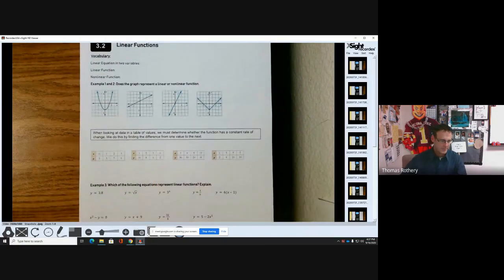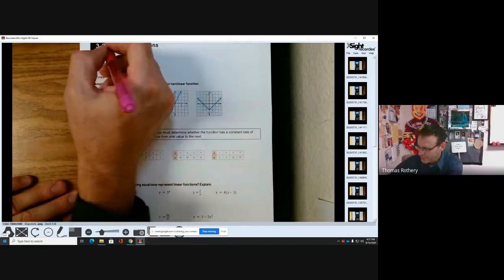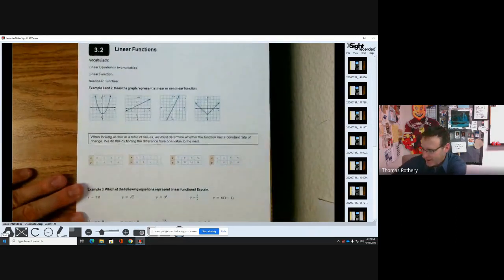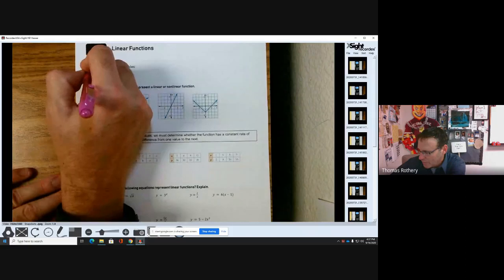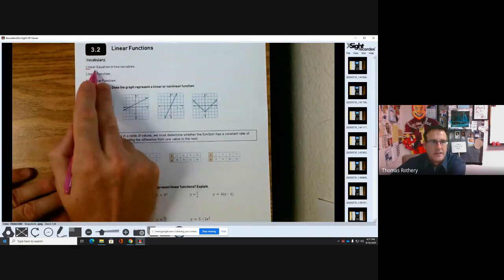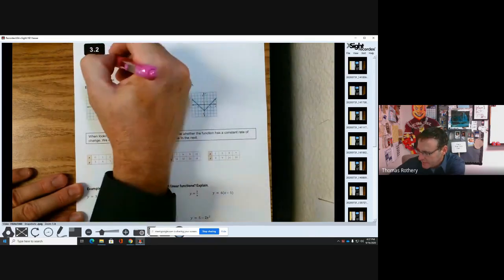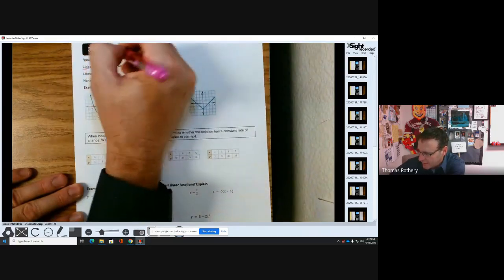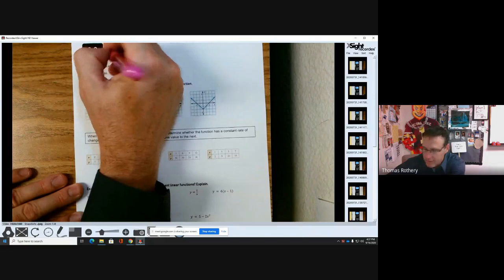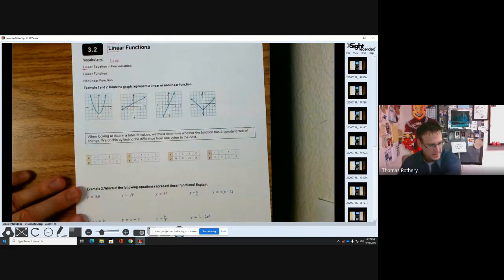Got some vocabulary here. Linear equations in two variables. Now, here's what you got to notice, okay? The word linear has a special word in it. Some people say it's ear, but it's not. It's line, okay? So linear means line. We're going to look at lines today, and that's pretty much it.